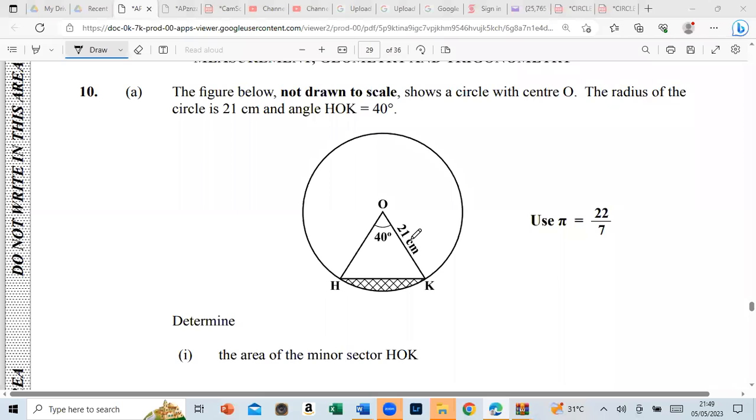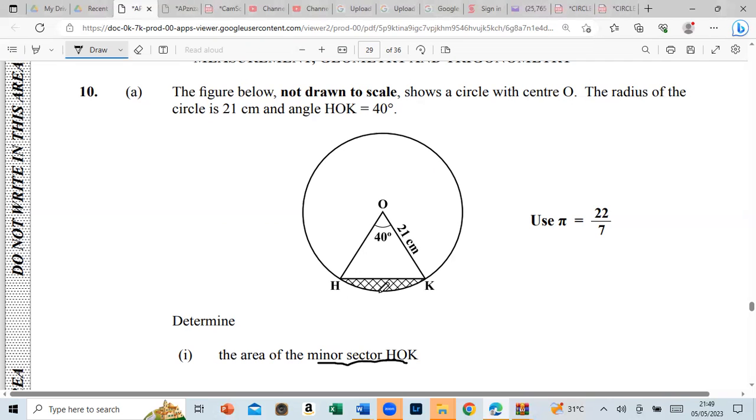Alright, so this one said the figure below, not drawn to scale, shows a circle with center O. The radius of the circle is 21 centimeters, and the angle HOK is 40 degrees. Take pi to be 22/7. Determine the area of the minor sector HK. So you want to find the area of the minor sector HOK, which is this. Alright, so you want to find the area of all of this.